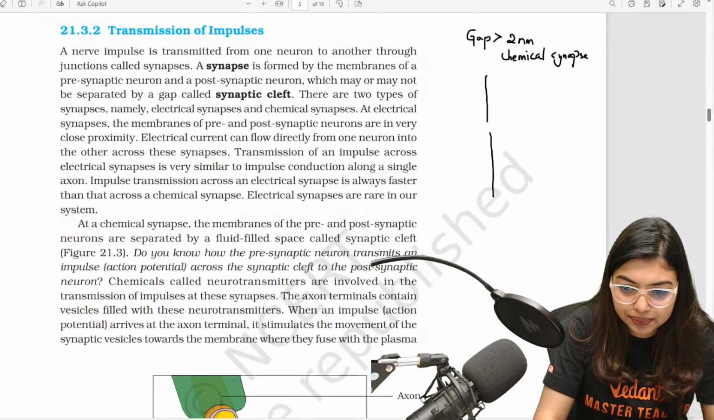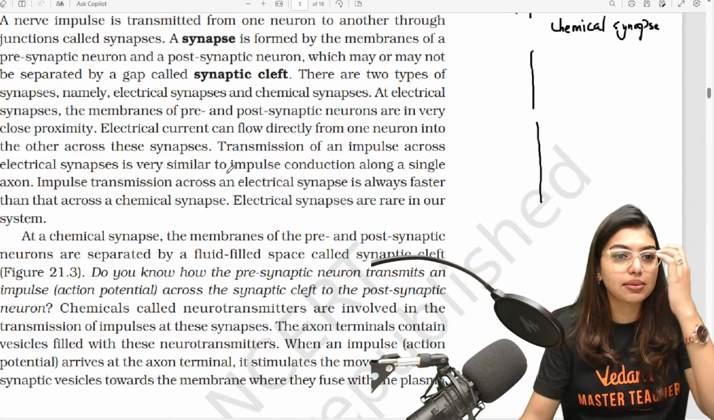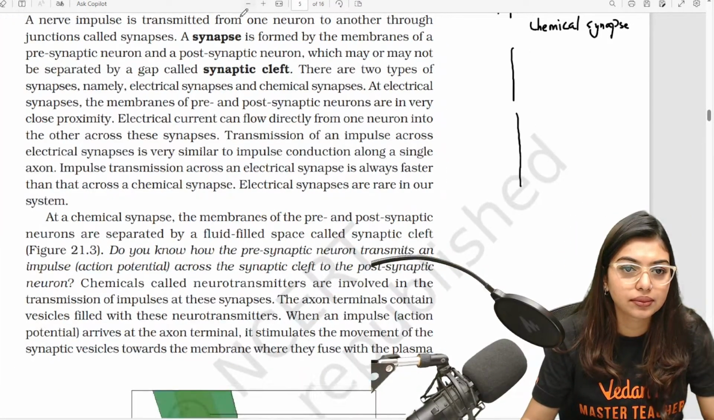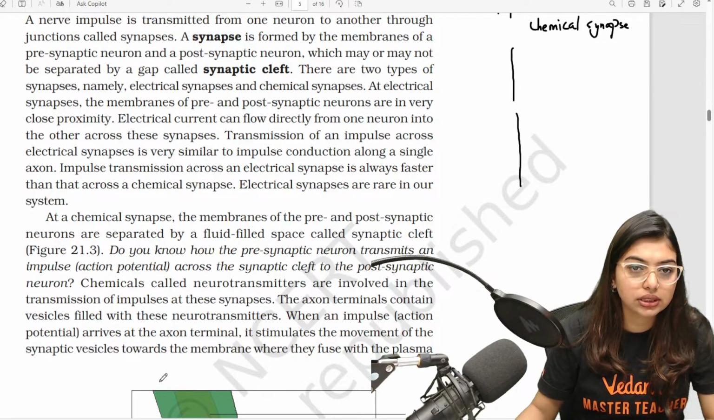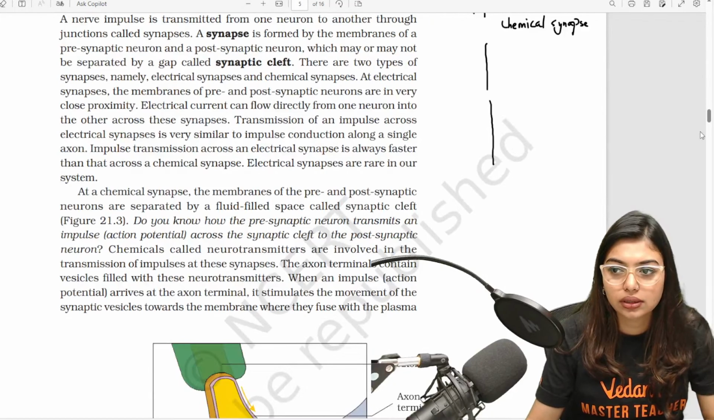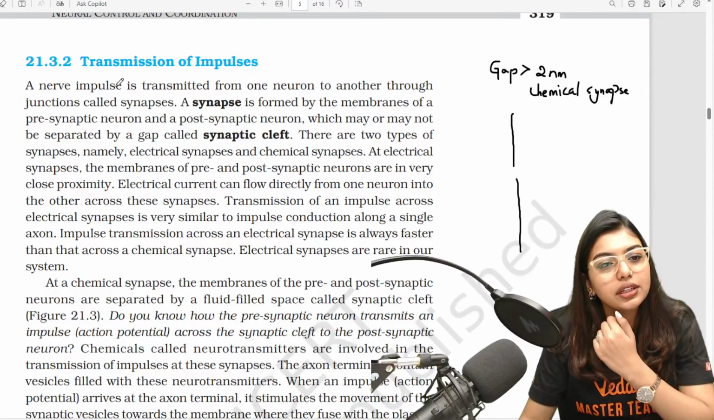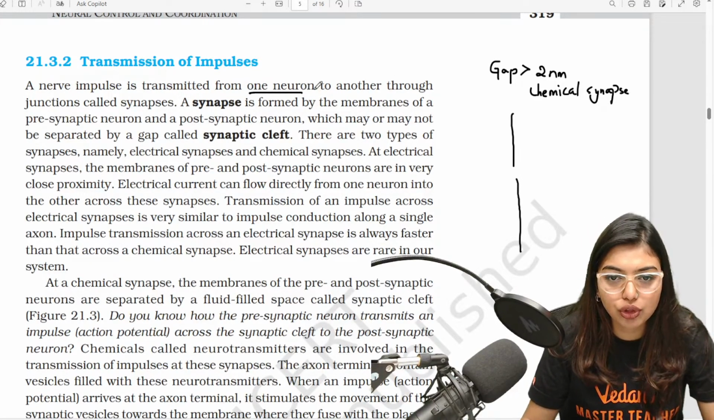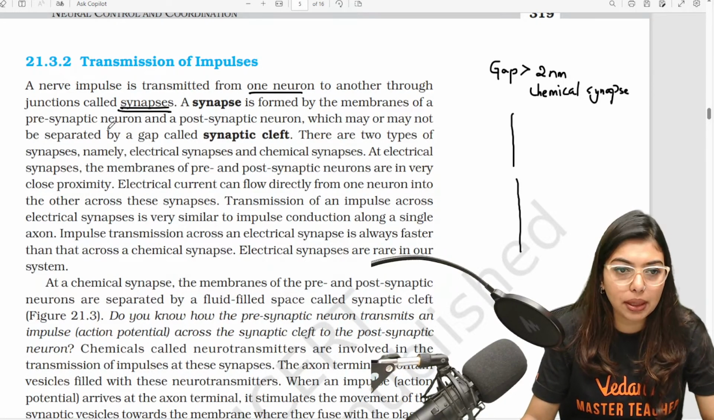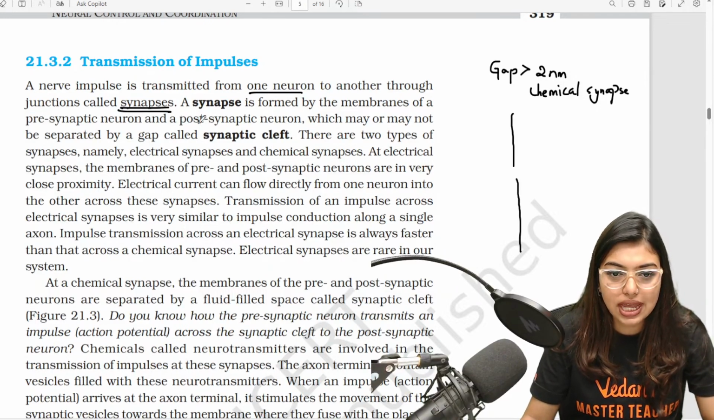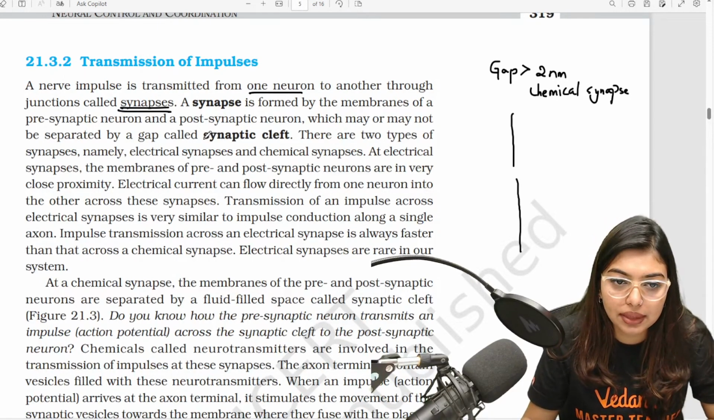Clear or not this is? Okay, clear? Now look here, what is a synapse? Let's see that. A nerve impulse is transmitted from one neuron to another through a junction called synapse. A synapse is formed by membranes of presynaptic neurons and postsynaptic neurons, which may or may not be separated by a gap called synaptic cleft.